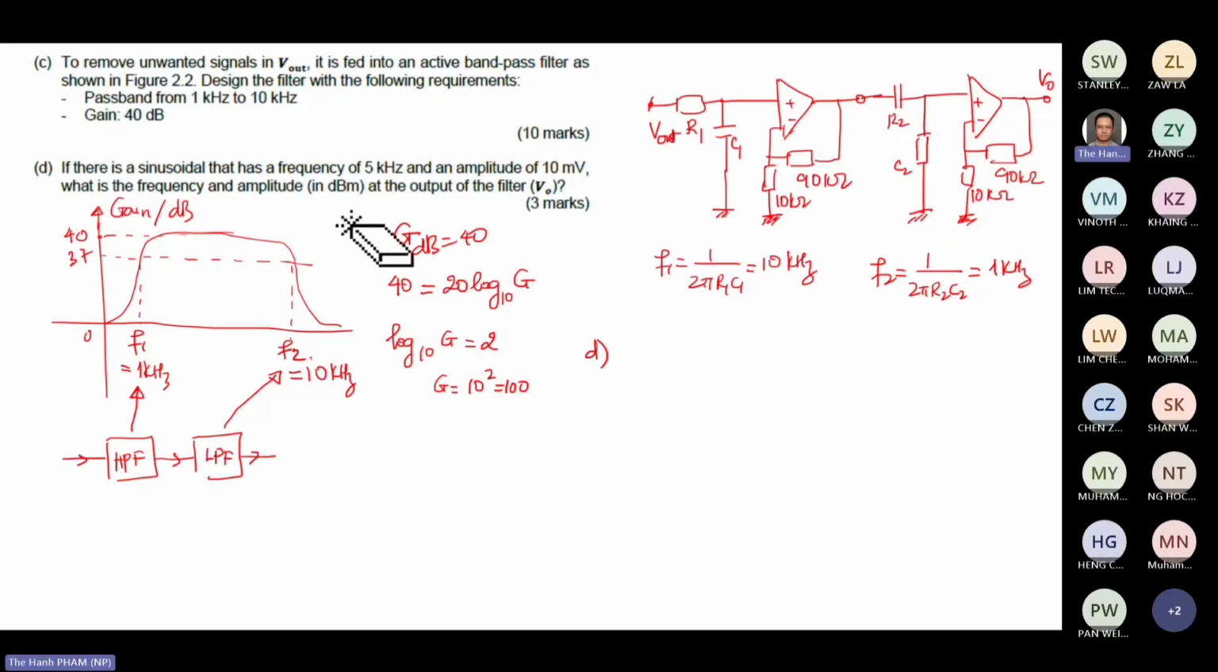Now, if they say there's a frequency of 5 kilohertz, amplitude 10 millivolt, what is the frequency and what is the amplitude of the output of the filter? So you can think of this. Now, the pass band is from 1 to 10. So the signal you have is 5. 5 is somewhere here, so it's in the pass band. So the frequency at the output must be 5 kilohertz, right?